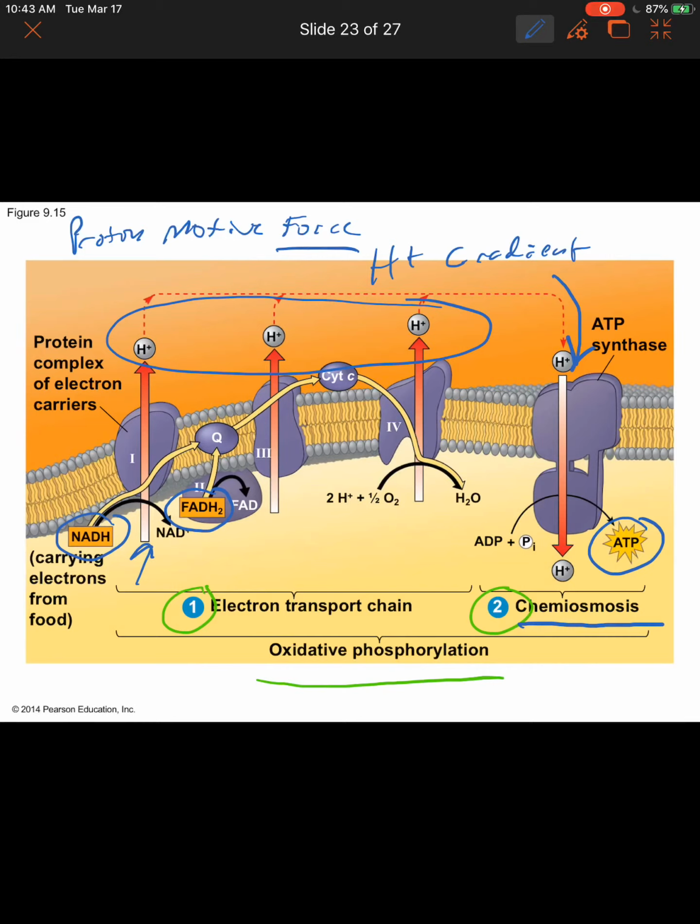Don't forget, we had 2 ATPs made by substrate level phosphorylation in glycolysis. We had 2 more made by the same process, substrate level phosphorylation, in citric acid cycle, and then we get about 28, 30, something like that made by chemiosmosis right here in oxidative phosphorylation. So in total then, we get about 32, 34 ATPs. The number varies, but that's usually what you see in the most recent editions of the textbooks.